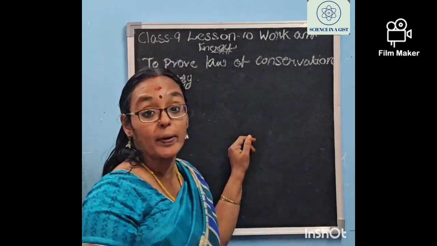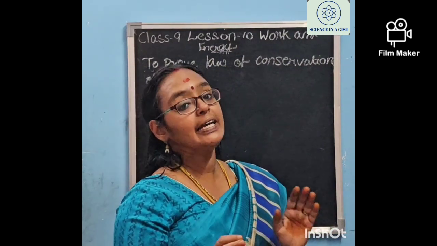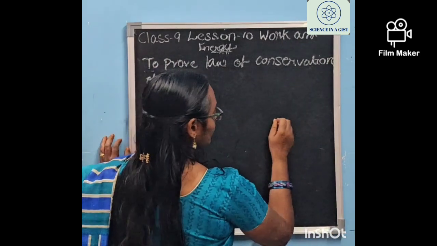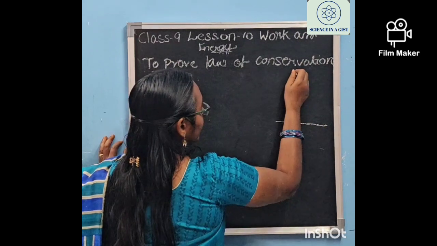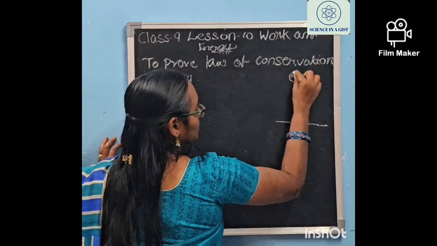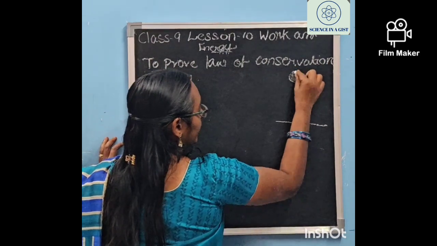Now we are proving that the total energy is constant. How can we prove it? Consider this is the ground and consider a ball. This is the ball and it is at a height h.